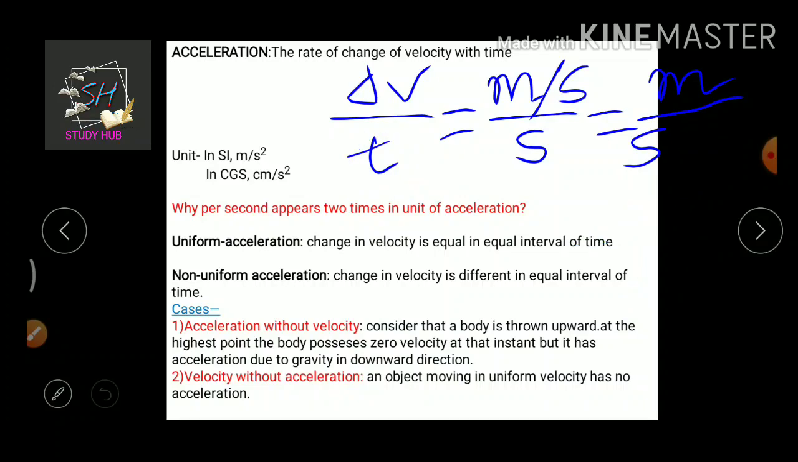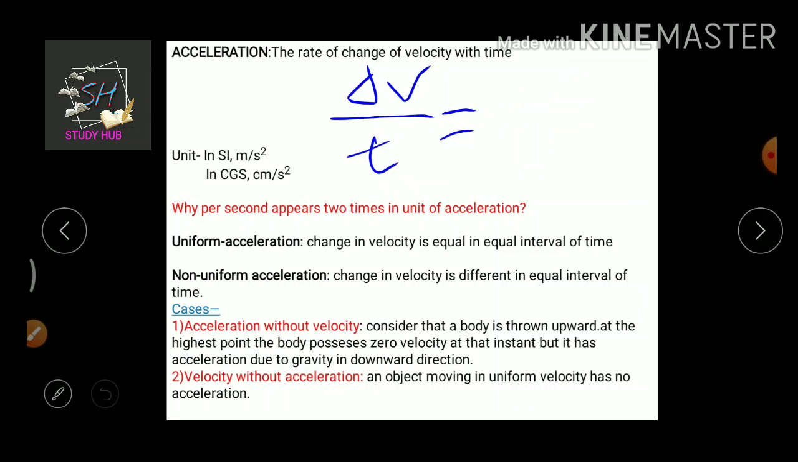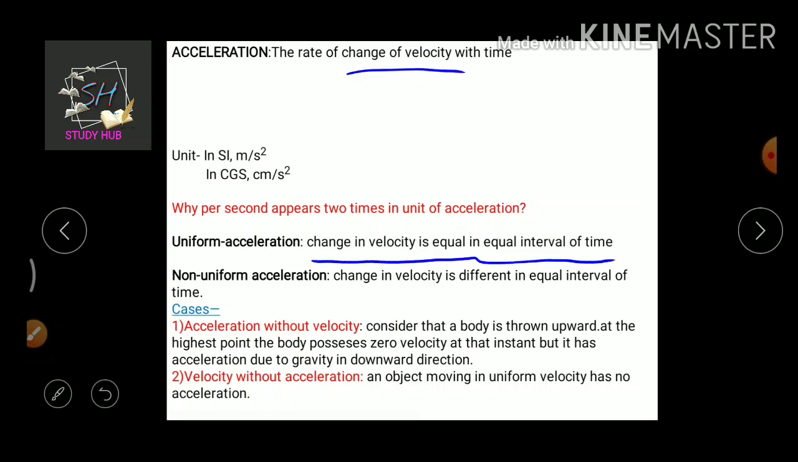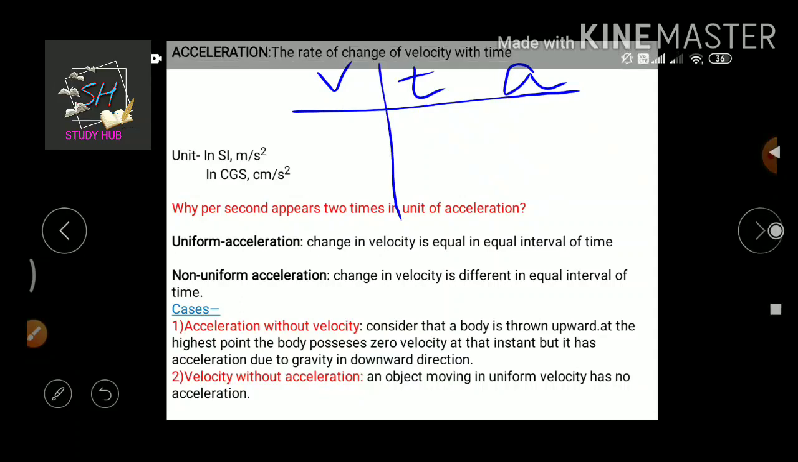Now let's talk about what uniform acceleration is. Uniform acceleration means, as it is a change of velocity case, the change of velocity is equal in equal intervals of time. Let's take an example so that the topic becomes clear. Let's make a chart. Suppose this is v, this is t, and this is a. A 3-column chart.